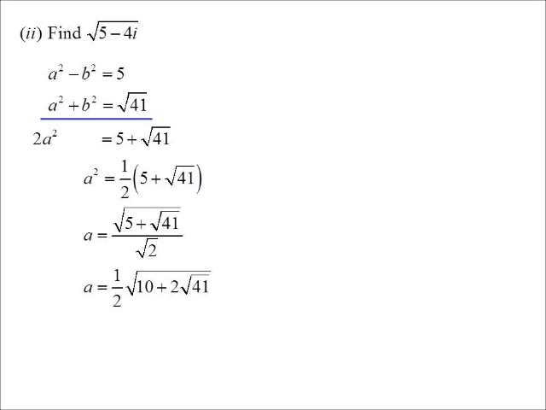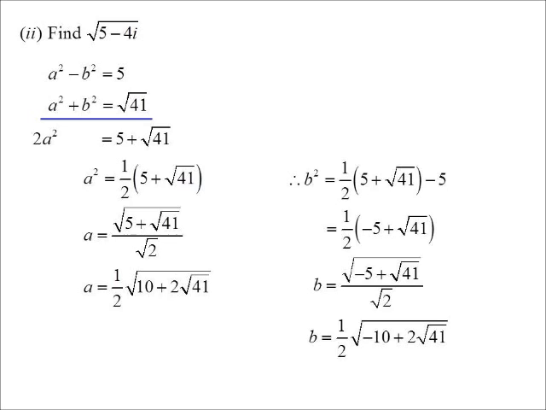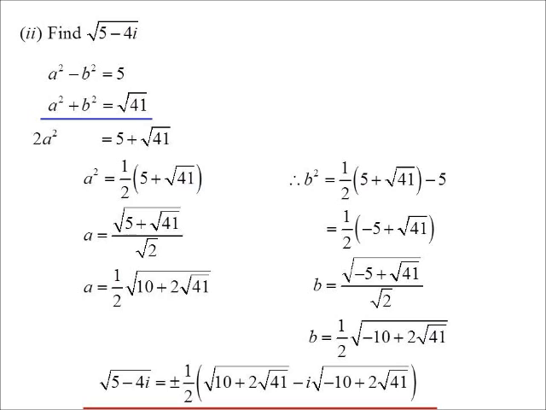A little bit messy. And therefore b, when you sub it into b squared, you get b as a half square root of negative 10 plus 2 root 41. And so the square root of 5 minus 4i is this lovely expression here. It is correct, but it's not very neat. Using the other method, you'd probably come up with a lot neater answer than this one. But that's not wrong. I mean, that is the square root of 5 minus 4i. So I guess this method's great when x squared plus y squared turns into a perfect square. Otherwise, the answer can get a bit messy.